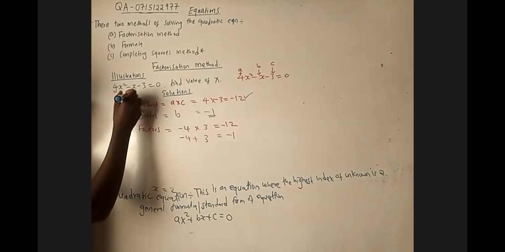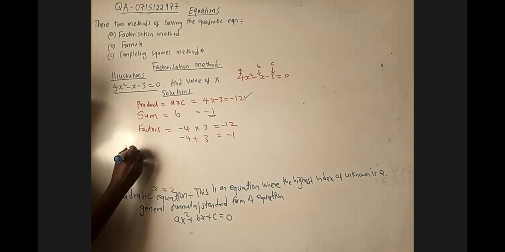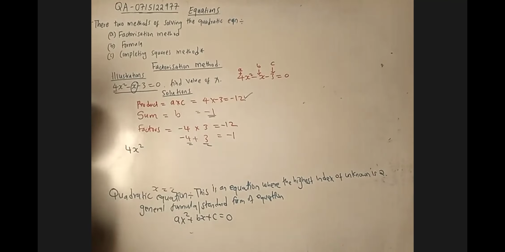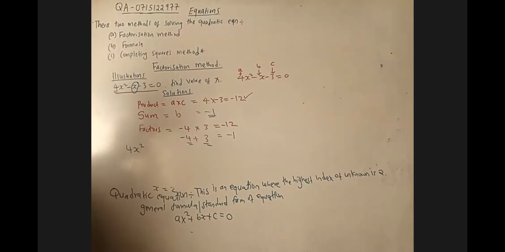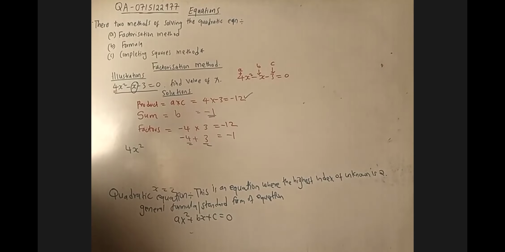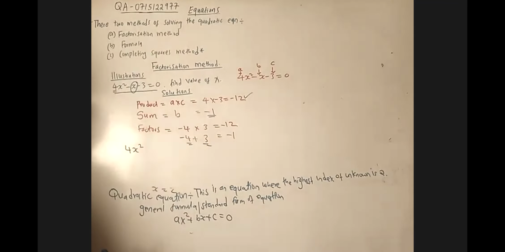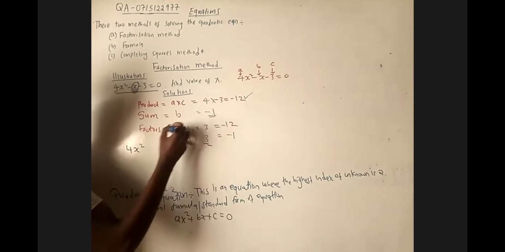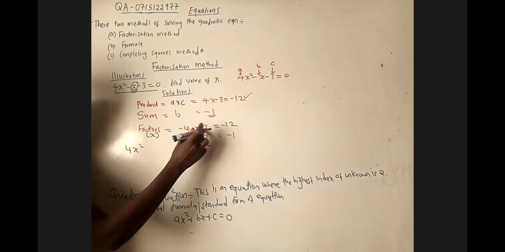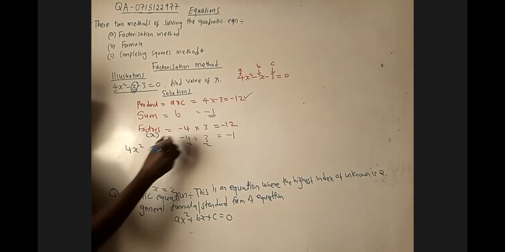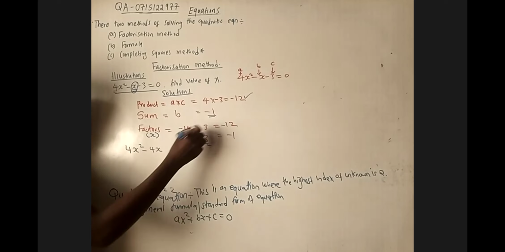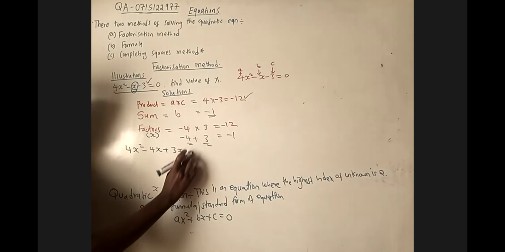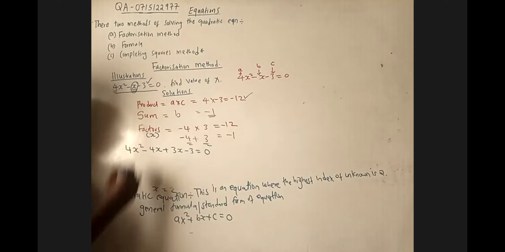So tunasema 4x squared. Then this is our factor, so we eliminate the middle term, x. So we eliminate x with the factors. Remember these factors, minus 4 and 3, represent x. So we replace it: minus 4x, then positive 3x, then minus 3 equals to 0.